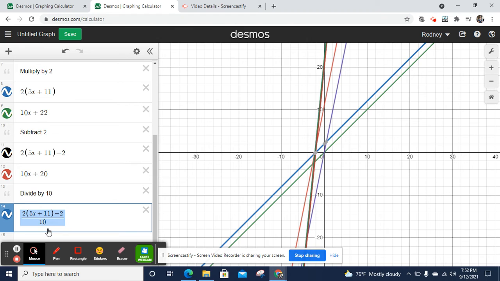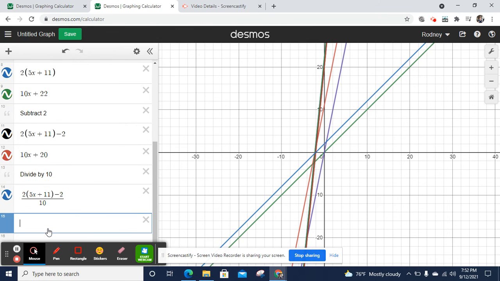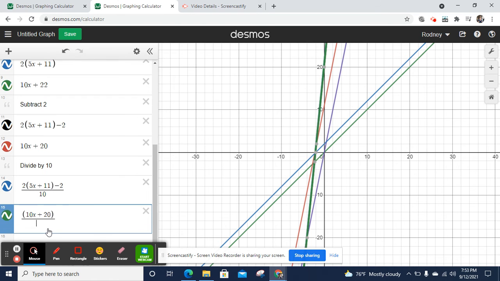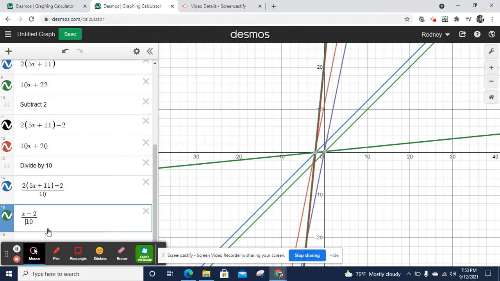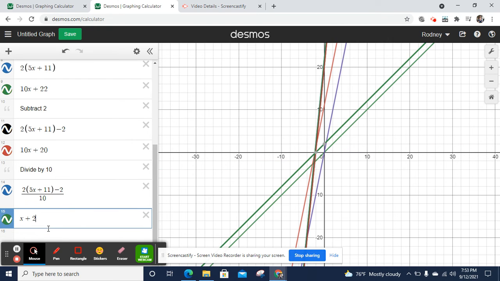And now we will simplify that. I'm actually going to simplify using this version, of course. So I'm going to divide that by 10. When I divide that by 10, this just becomes a 1x, this just becomes a 2, and the denominator now is a 1 and I don't need it anymore. So that's just x plus 2.